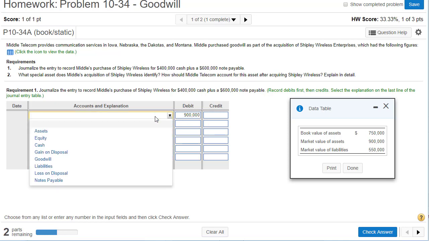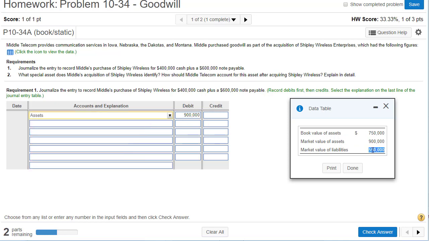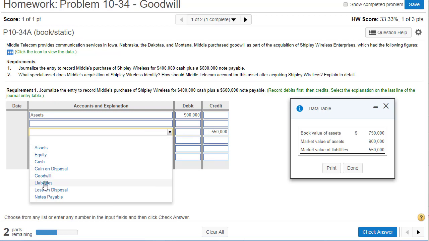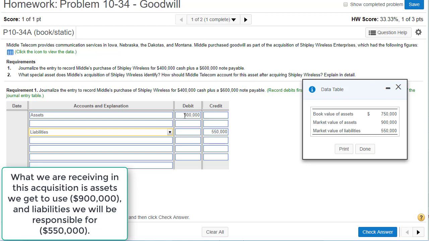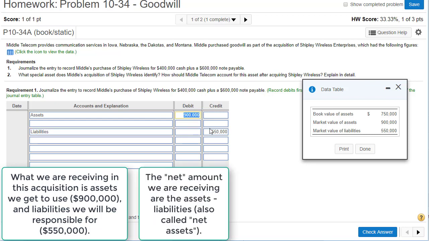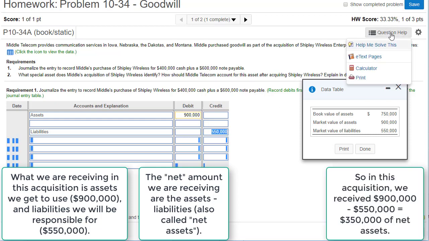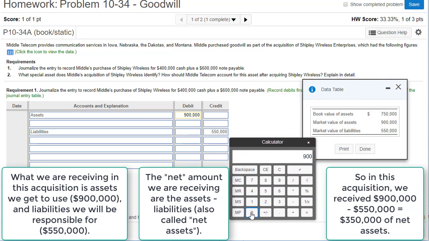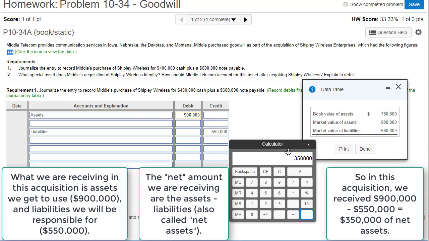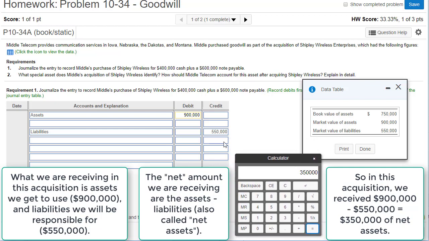So we're getting $900,000 of assets, but we're also taking over that company's liabilities. And I'll show you why I'm skipping that line in a bit. So let's see what we are getting. What we're getting is the net assets. Net assets is the assets minus $550,000. So what we're getting in actuality, because we're going to have to pay those $550,000, we're getting 900,000 subtract 550,000. So we are getting out of this deal $350,000 of net assets. Again, net assets are the assets minus the liabilities that we're going to have to pay off.